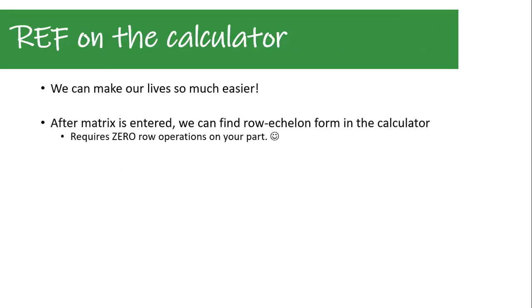Now, once we have our matrix in there, there's a lot that we can do. We can find the row echelon form directly. This makes our lives so much easier. We don't have to mess around with any of that math by hand. So after you get your matrix entered, we are going to use the math functions in the calculator to do all the work for us. Notice that this means that it requires 0 row operations on your part. And if you haven't figured it out yet, this is why I said to wait to do your 7-1 homework until after you saw this section. Hopefully you heeded my advice.